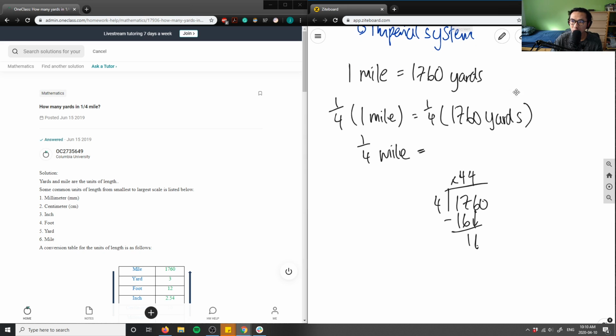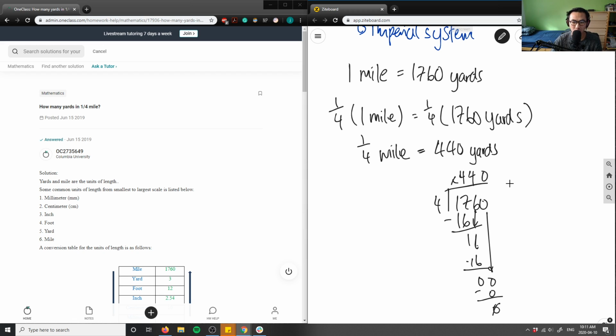I'll have to make some room here. 4 times 4 gets a 16, minus 0 is 0, bring down 0. 4 times what equals 0, 4 times 0 equals 0. And that's going to be our answer. 440 yards would be our answer for this problem. So 440 yards. And again, you don't have to do the long division.